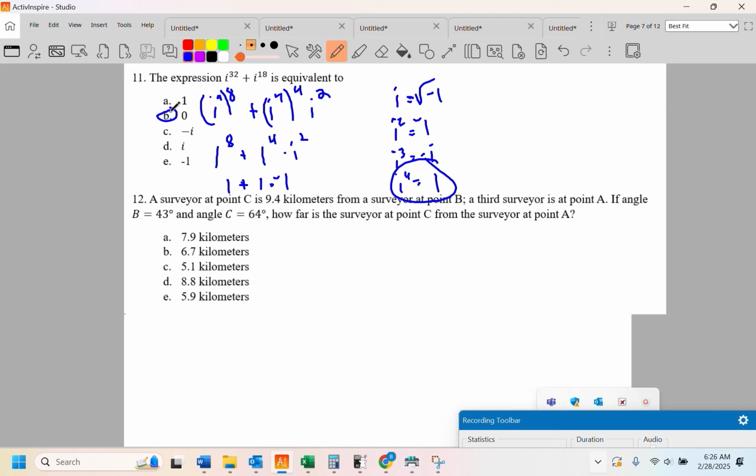Surveyor at point C is 9.4 kilometers from a surveyor at point B. A third surveyor is at point A. If angle B is 43 degrees and angle C is 64 degrees, how far is the surveyor at point C from the surveyor at point A?